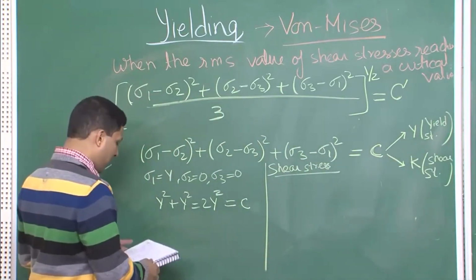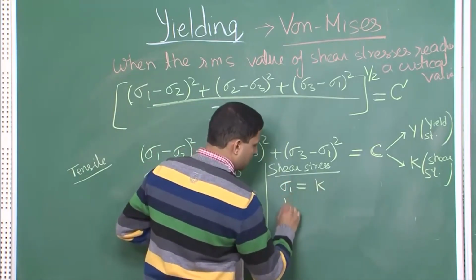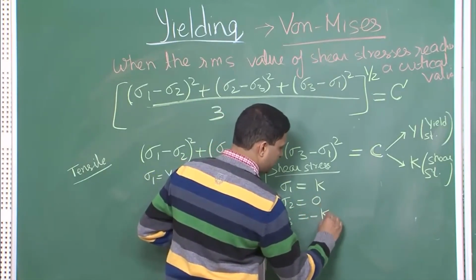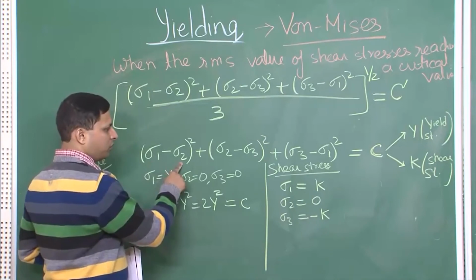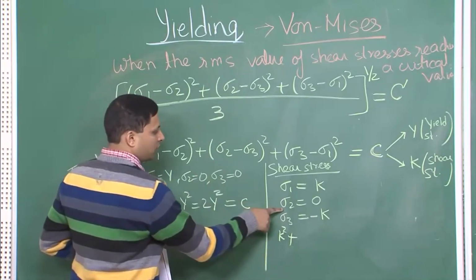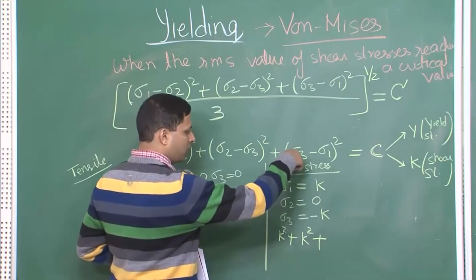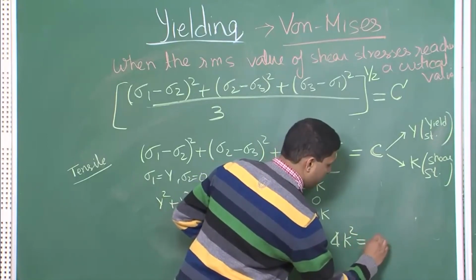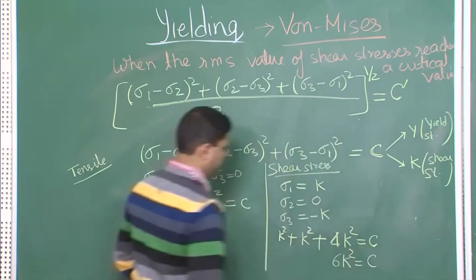So, now here sigma 1, like in the previous case, will be equal to k, sigma 2 will be equal to 0, and sigma 3 will again be equal to minus k. Again you put it over here, and what you will see is that this is sigma 1 minus sigma 2, which is equal to k square. This is sigma 2 minus sigma 3, so this is k square again, and this is sigma 3 minus sigma 1, so it is minus 2k, or 4k square. This is equal to C. So, 6k square is equal to C.